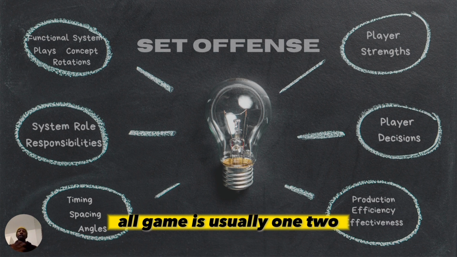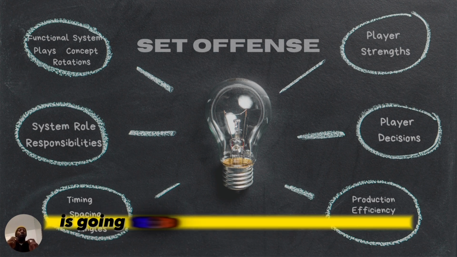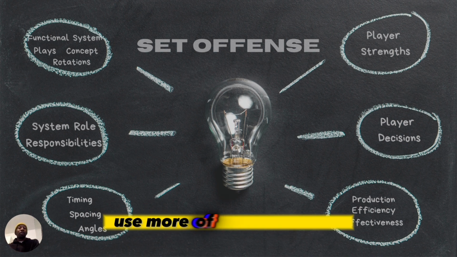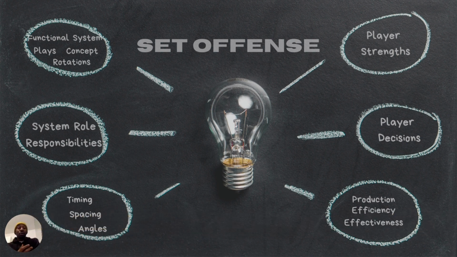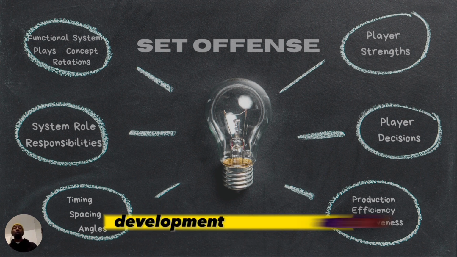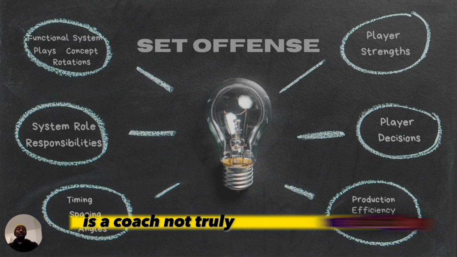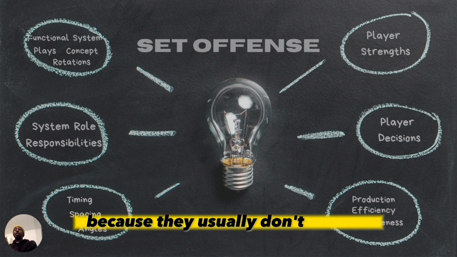And it's usually one, two, three, however many of your players it is, they're being used for whatever. Because what player you know is gonna let you do something all game? Not many of them. So I'm gonna have to overextend, overdo things, use more of myself all game, all season. And that is the concept between development and depletion. Development and depletion. So depletion is a coach not truly teaching this kid all the elements of the game because they usually don't know it.